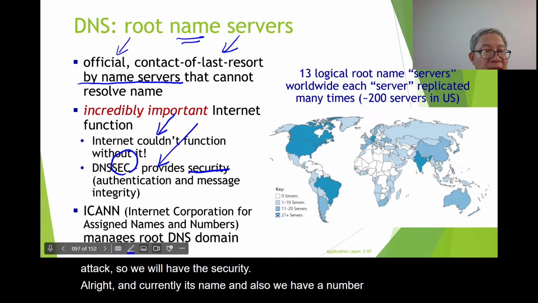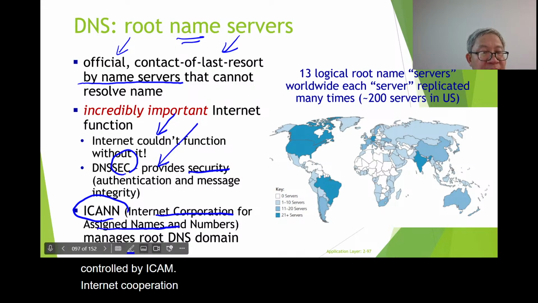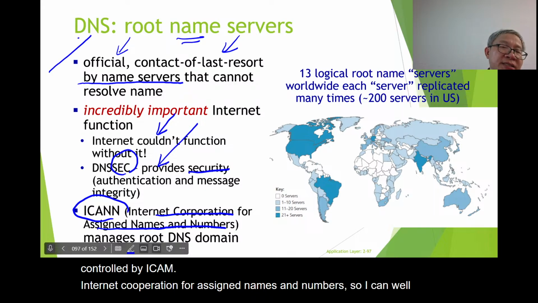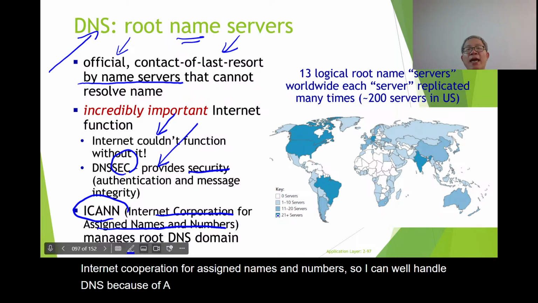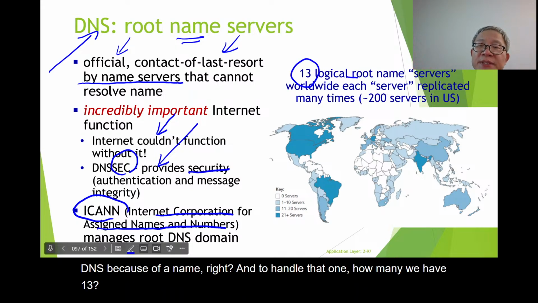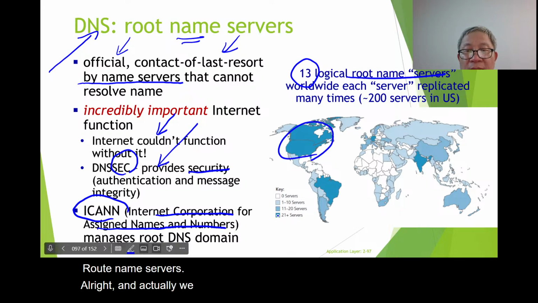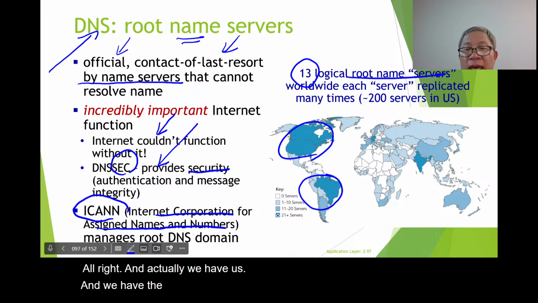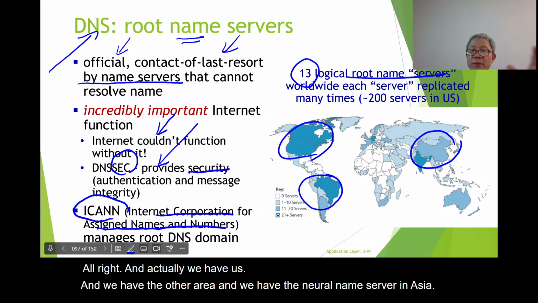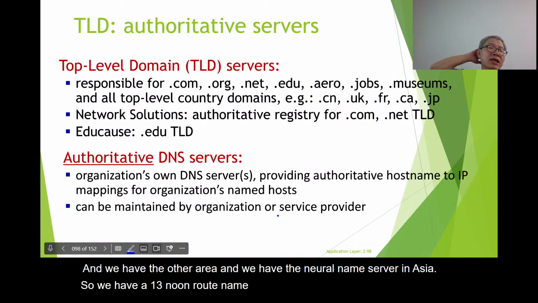And currently there is a name, and also a number. So it is controlled by ICANN, the Internet Corporation for Assigned Names and Numbers. ICANN handles DNS because of the names, right? And to handle that, how many do we have? We have 13 root name servers. We have some in the US, in other areas, and a root name server in Asia. So we have 13 root name servers, not a single one.